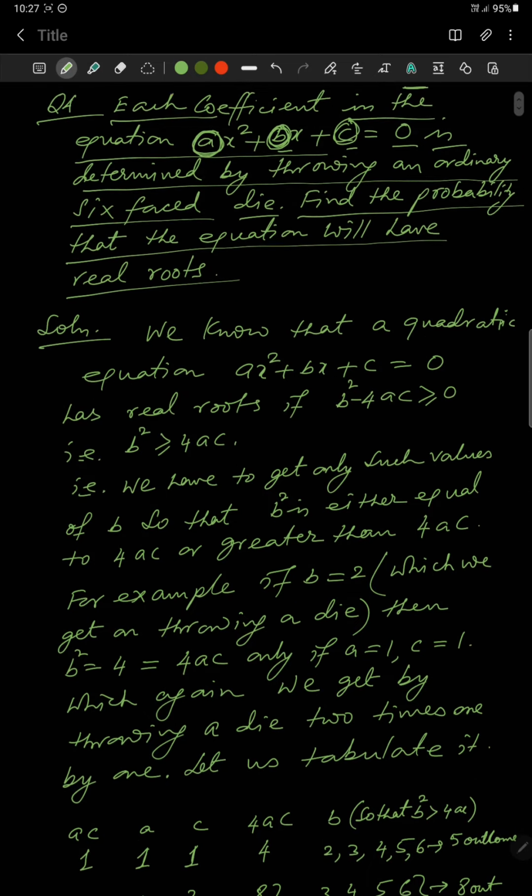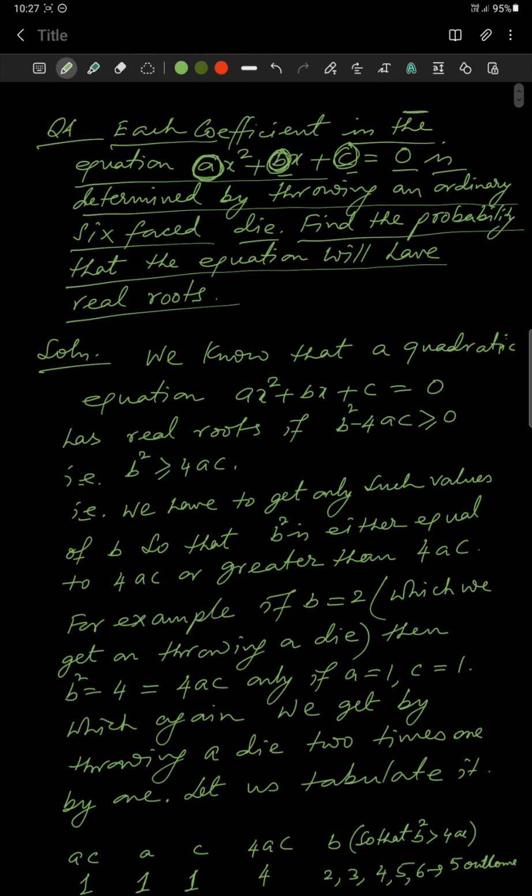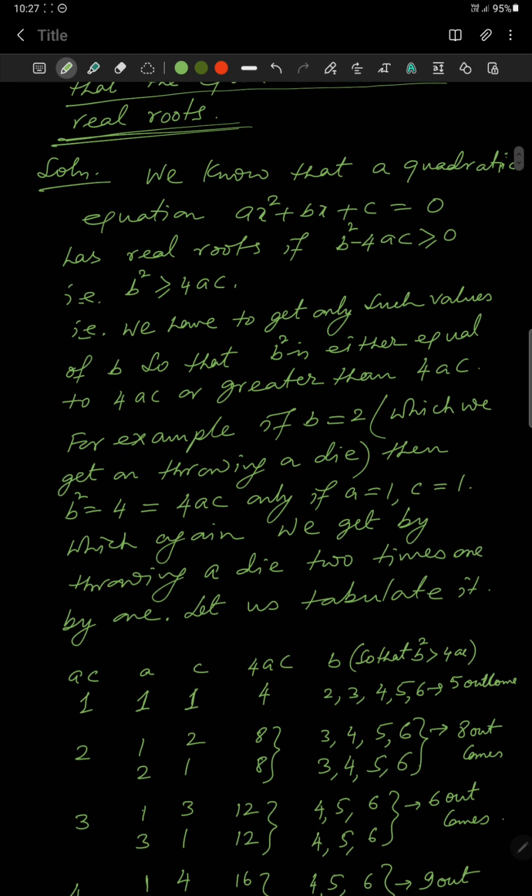Now we have to find the probability that the equation will have real roots. You have already learnt in the chapter on quadratic equations that the equation ax square plus bx plus c equal to 0 will have real roots if the value of b square minus 4ac is greater than or equal to 0. That means the discriminant, capital D, is greater than or equal to 0. Now you have to choose such values of b out of 1 to 6 that b square is greater than or equal to 4ac.